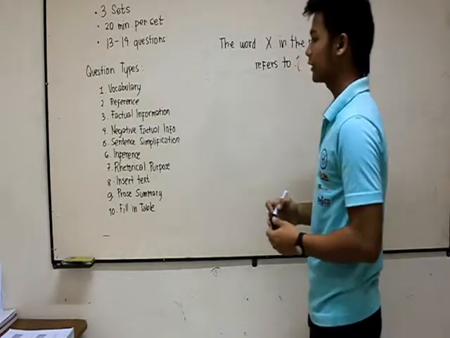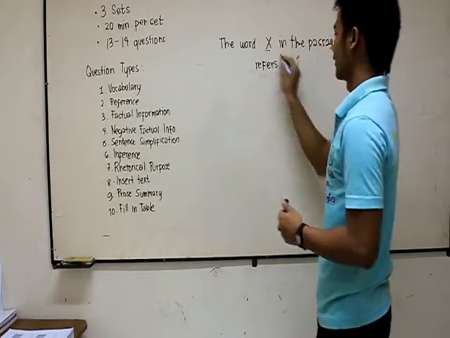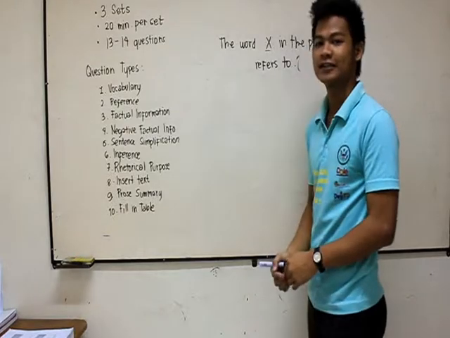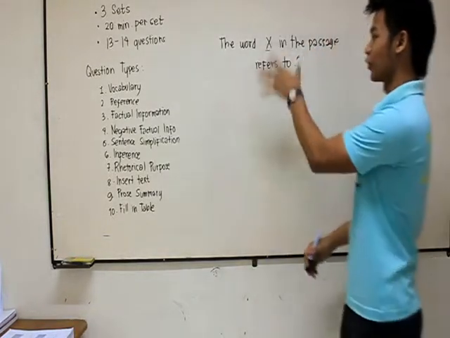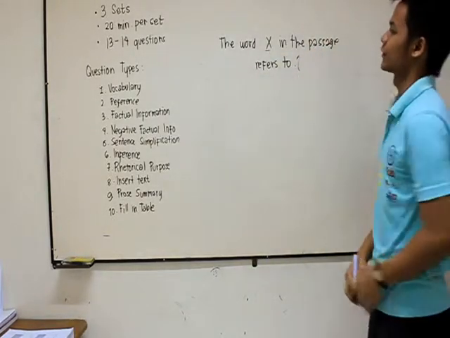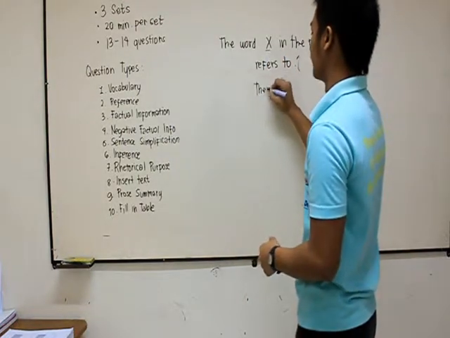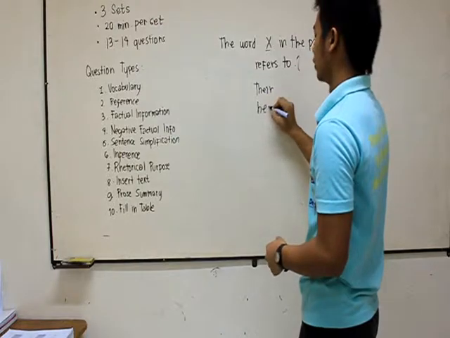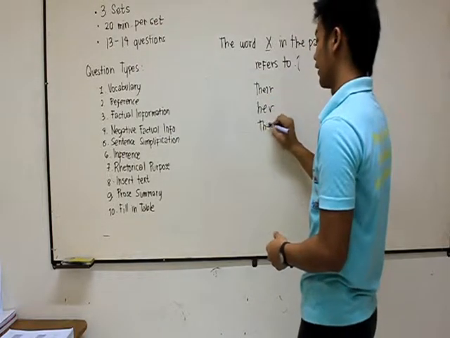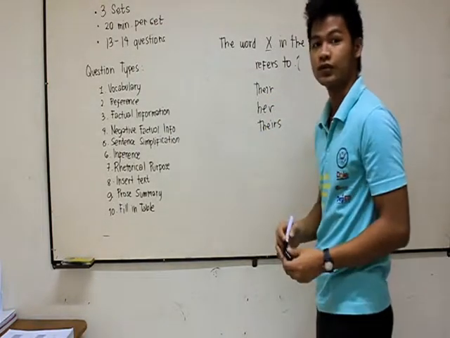Like vocabulary type of questions, pronouns are highlighted. So for example, the word X in the passage refers to. Normally X would represent, for example, their, her, theirs, and all types of pronouns.